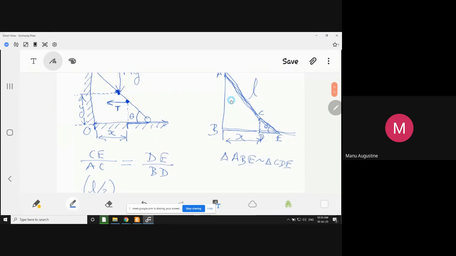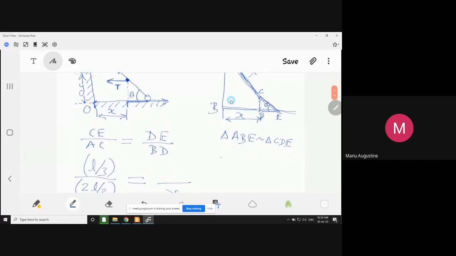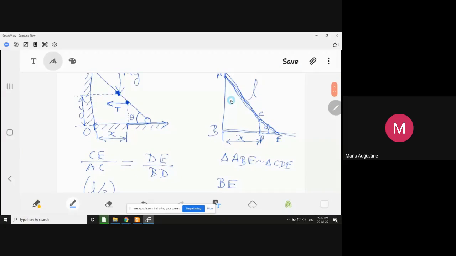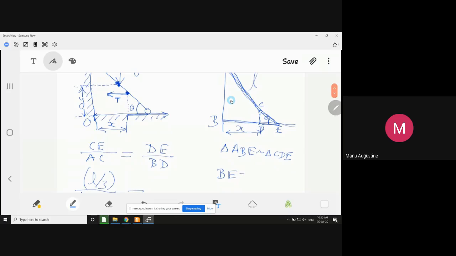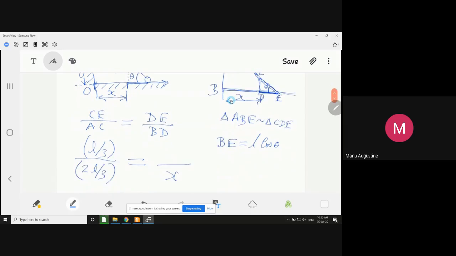First of all, tell me, can anybody give me the value of BE? BE is this complete side. This is theta. This whole length is L. L cos theta. Very good. BE is equal to L cos theta. If BE is L cos theta and BD is X, what is DE? It is L cos theta minus X. Agreed?